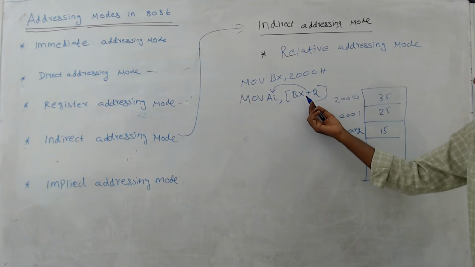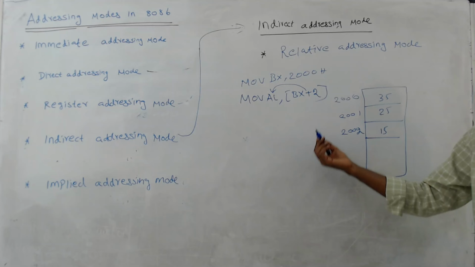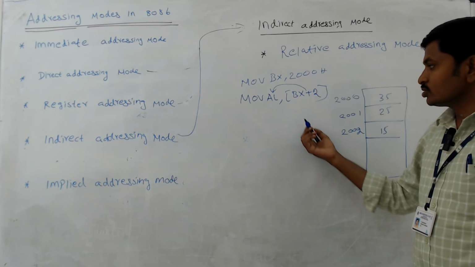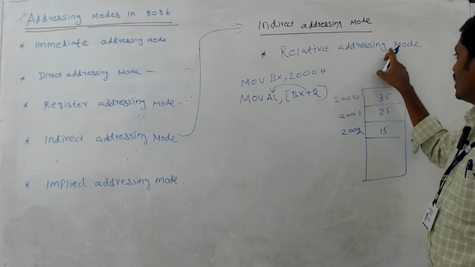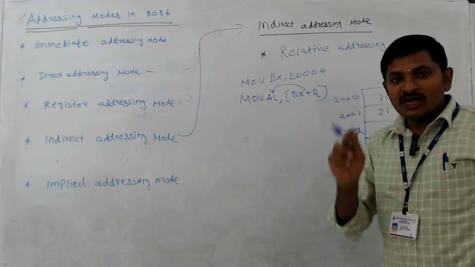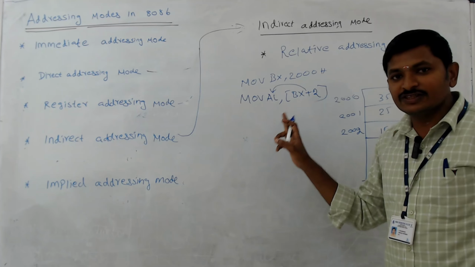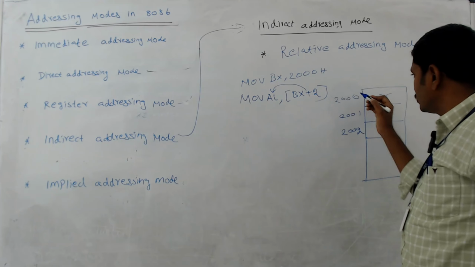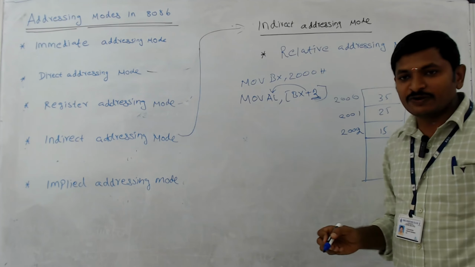Like that we can write BX+5, BX+9, like that we are able to write. So this is called the relative addressing mode. Relative addressing mode is nothing but register addressing mode that comes along with the displacement value. That 2 here is the displacement value.